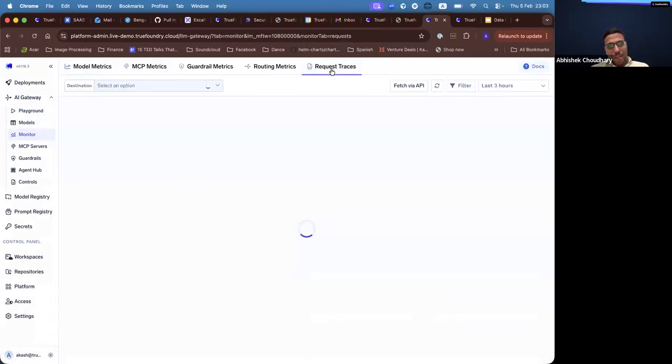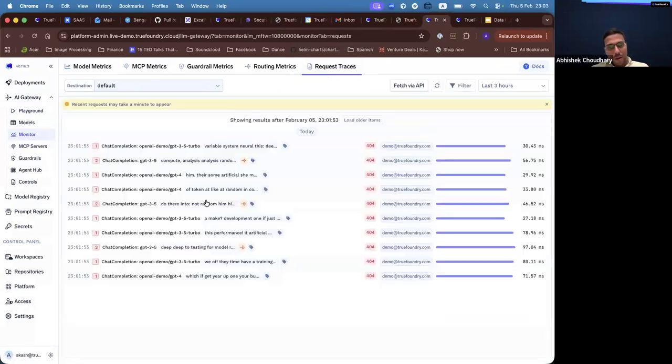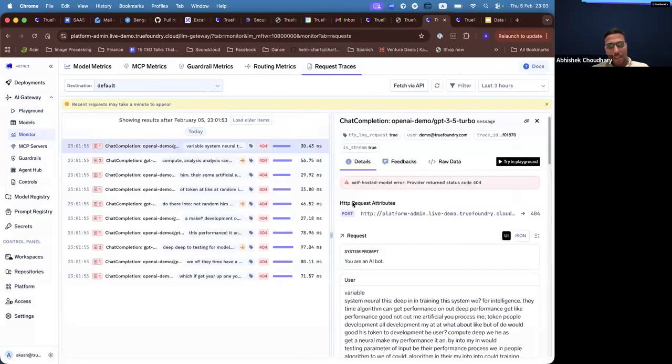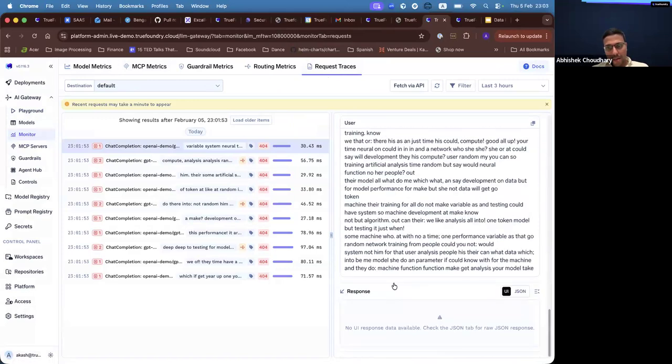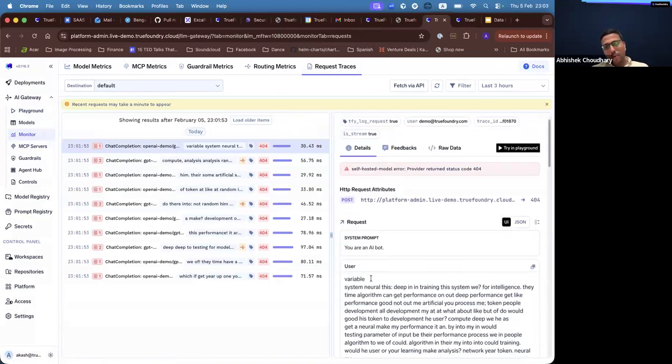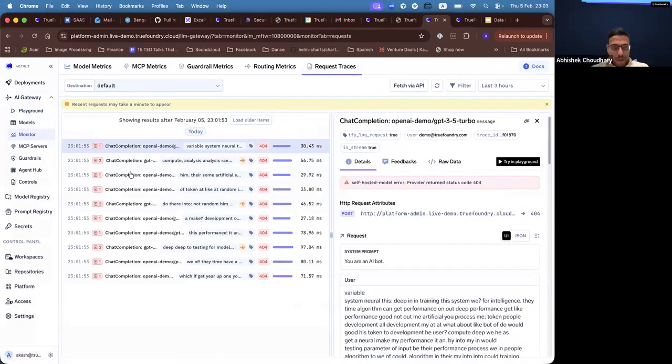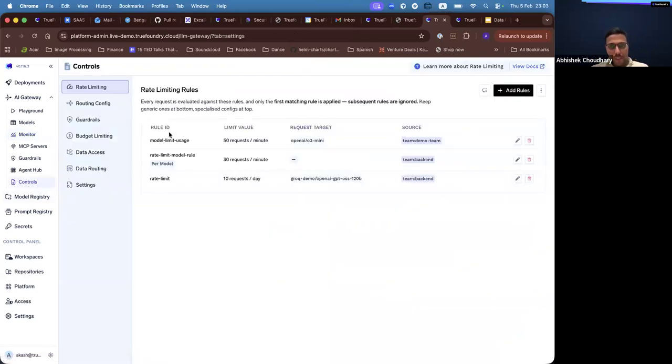And you will also get these request traces. What I mean by request traces is that you will get detailed data of the system prompt and response from the model. Now, once you have this data, the question is that I want to redirect this data. I want to say that my EU produced data should live in EU. So that's where our data routing and data access rules come in.